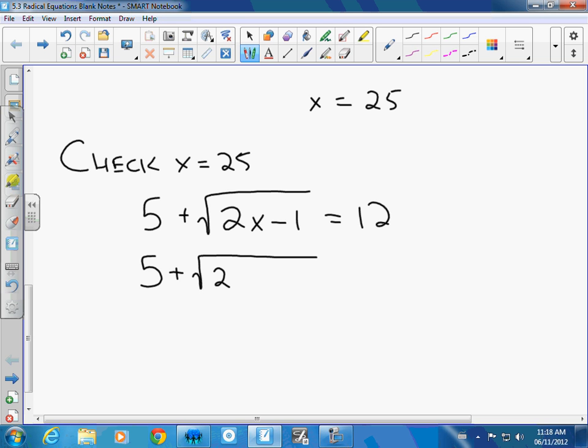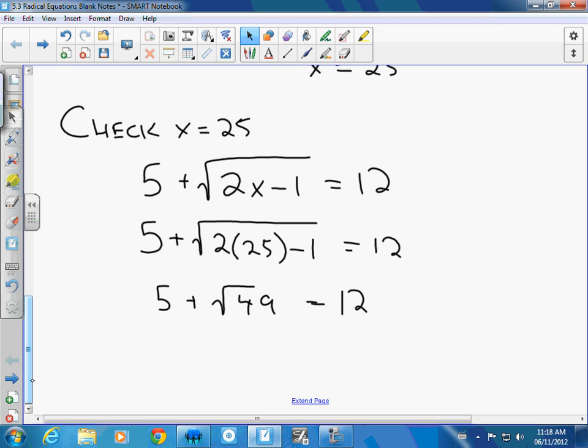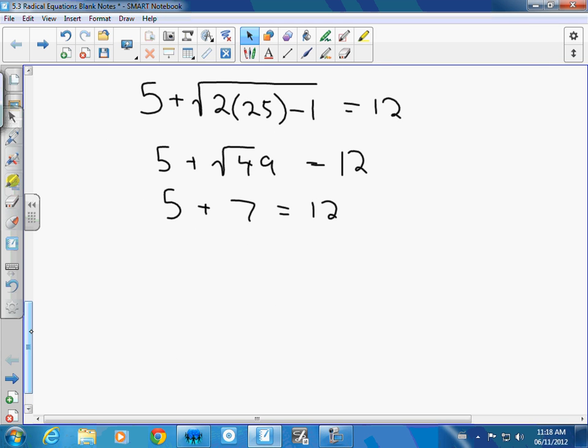2 times 25 minus 1 equals 12. What's 2 times 25? 50 minus 1 is 49, so 5 plus the root of 49 equals 12. What's the root of 49? 7. So 5 plus 7 equals 12. What's 5 plus 7? 12 equals 12. Is that true?